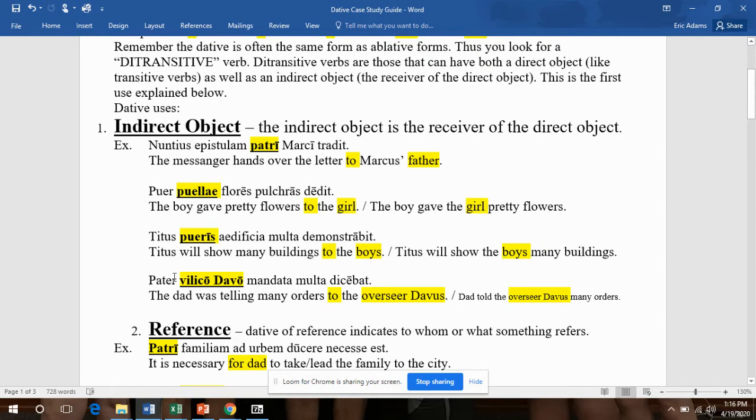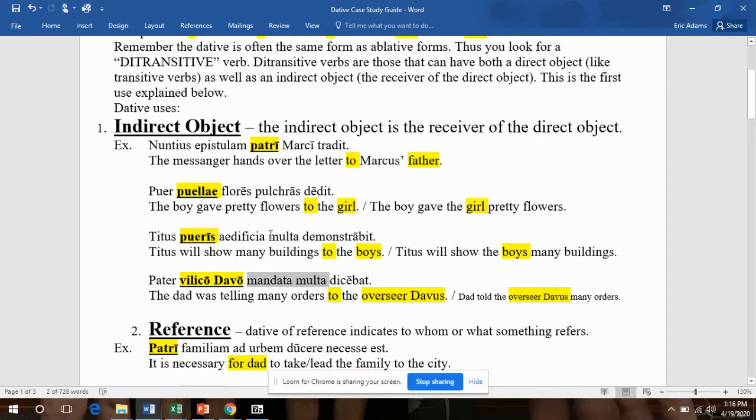And then finally, your fourth example: Pater vilico Davo mandata multa dicebat, from, of course, the verb dico, dicere, dixi, dictus. Do not confuse it with duco, to lead, but this is the verb to speak or say or tell. And so you have, again, a ditransitive. The dad was telling, or you could say was speaking, or was saying, mandata multa.